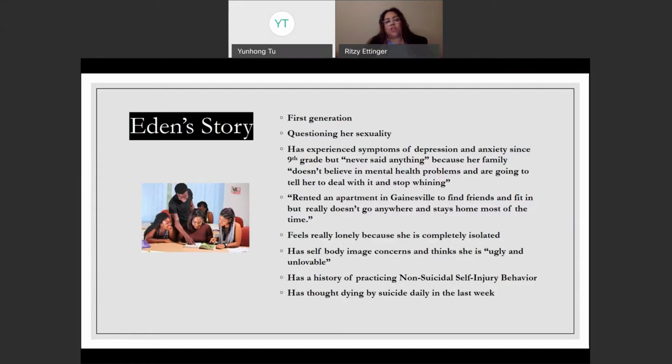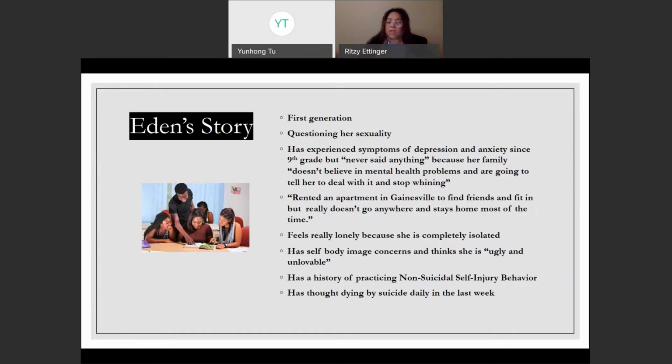She's a first generation student. She's questioning her sexuality, which would not be accepted by her family of origin. She's experienced some symptoms of depression since 9th grade, but never said anything because they don't believe in mental health problems, and they're just going to tell her to deal with it and stop whining. She rented the apartment to find friends, but really doesn't go anywhere and stays home most of the time. She is completely isolated. By completely, I mean completely. She was even ordering food at one time so she didn't have to leave the apartment.